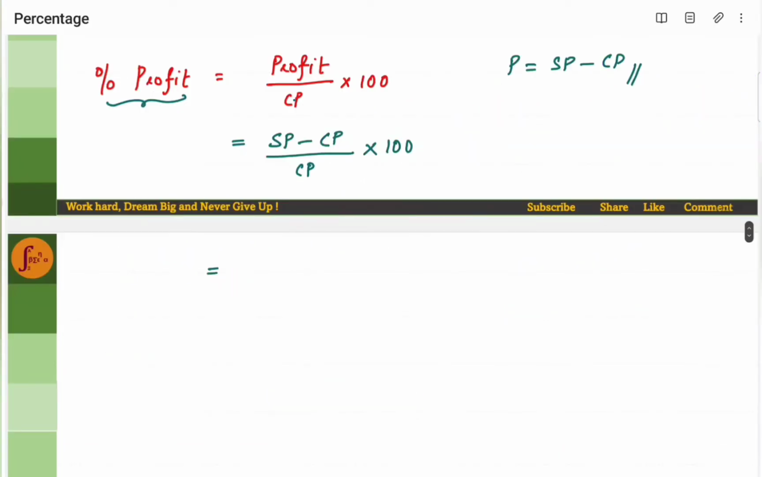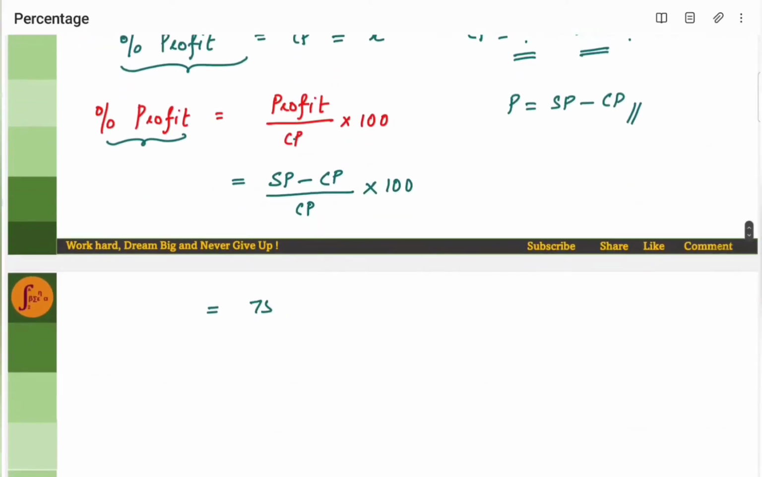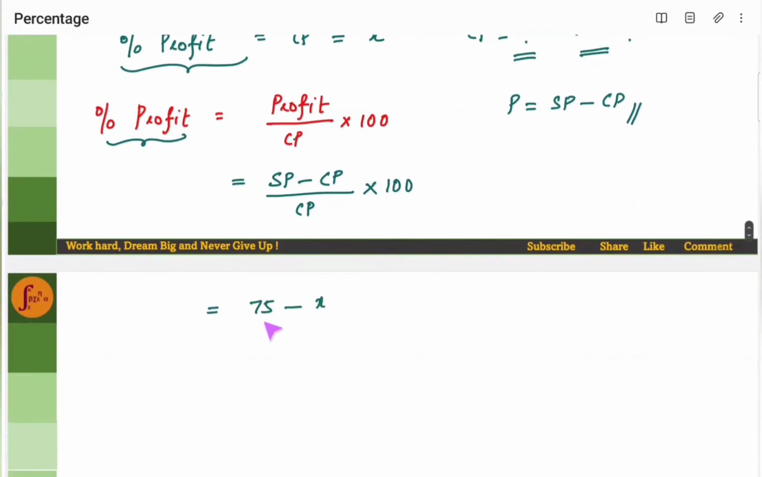What is selling price? 75 rupees. Selling price is 75 rupees, so let's write it down. What is cost price? Cost price we assumed it to be X. Let's put that X. In the denominator also we have cost price, which is X, into 100 because it's percentage.